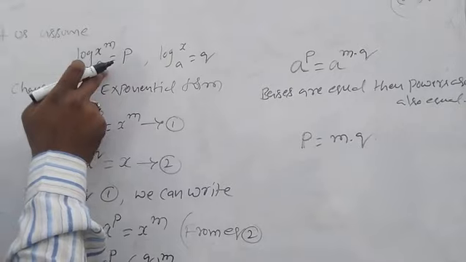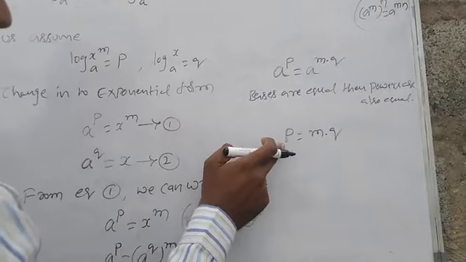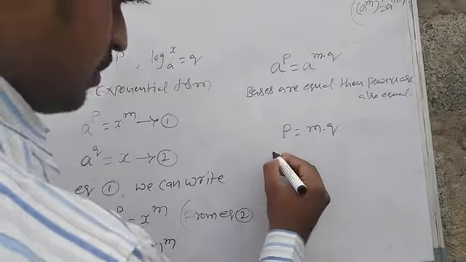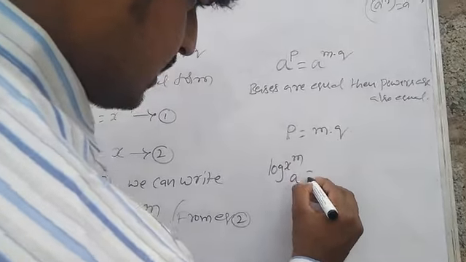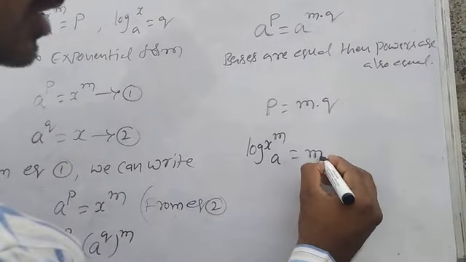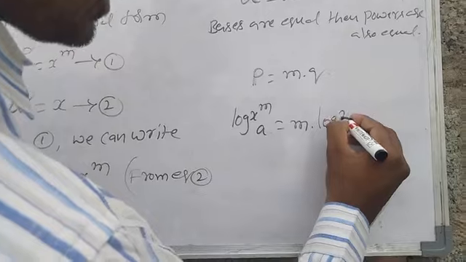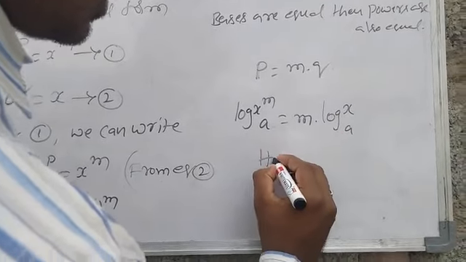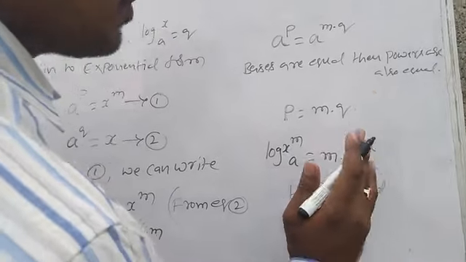What is p? If you assume log of x to the power of m to the base a is equal to p, here in the p place we can write log of x to the power of m to the base a. M stays the same. What is the q place value? Log of x to the base a. Hence proved. This is the third law of logarithm.